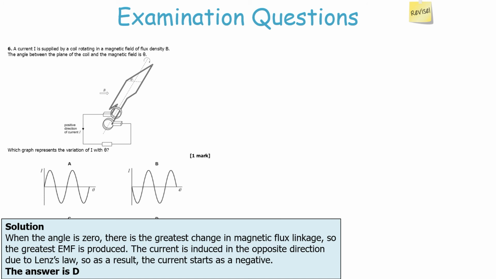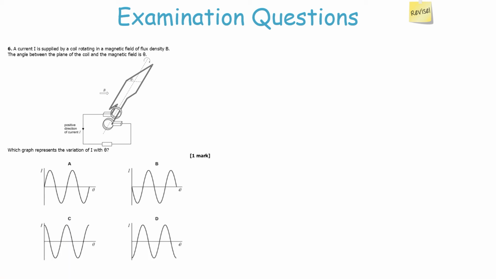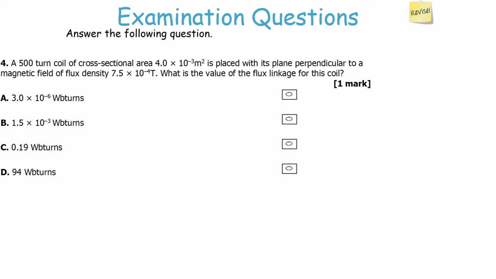Well, when the angle is 0, you're going to get the greatest change in magnetic flux linkage. So as the magnitude of the magnetic flux linkage is not very large, the change in magnetic flux linkage is very large. So therefore that's when you get your greatest EMF produced. Now remember, the current is always induced in the opposite direction due to Lenz's law. So as a result, the current starts as a negative. So when you look at your different options in your graph, the only one which starts off with the largest value at the negative is going to be D. The answer is D. Next question.